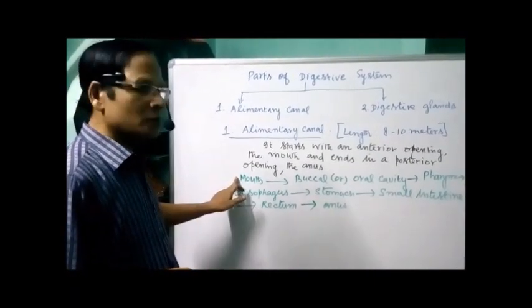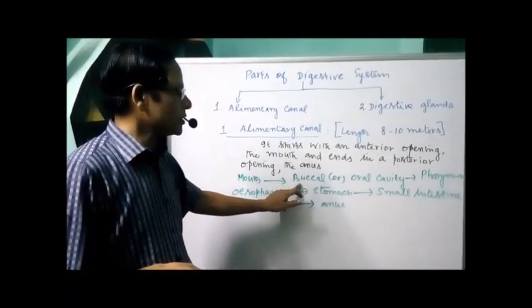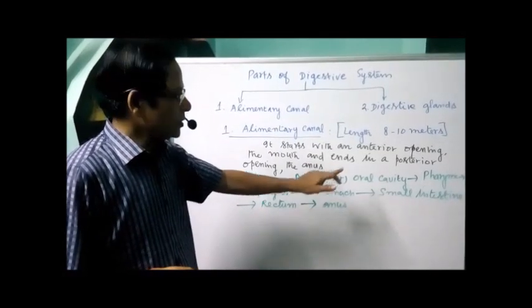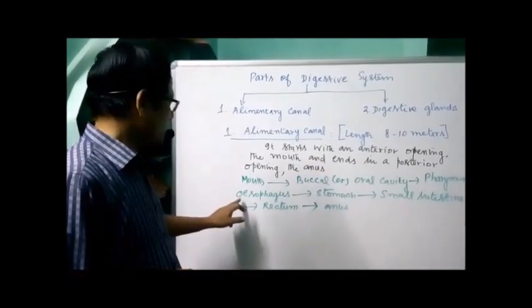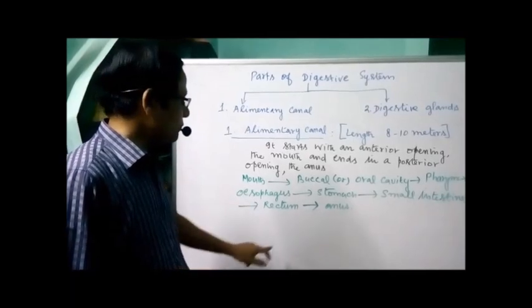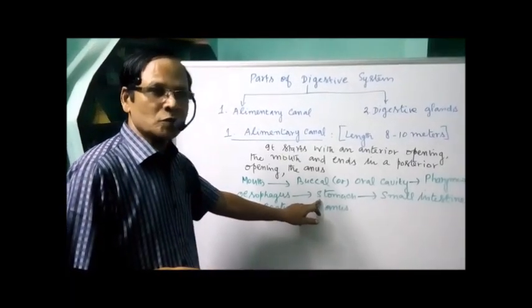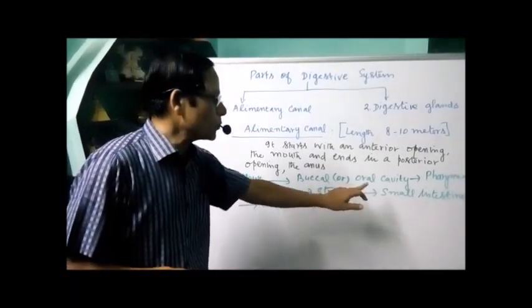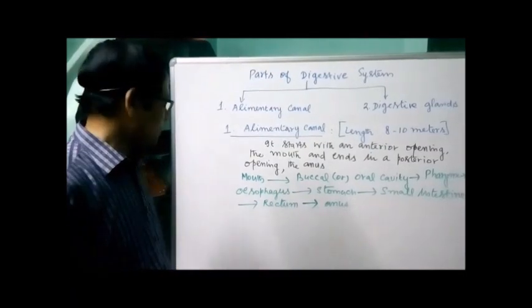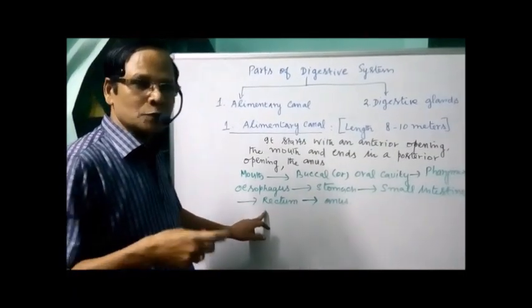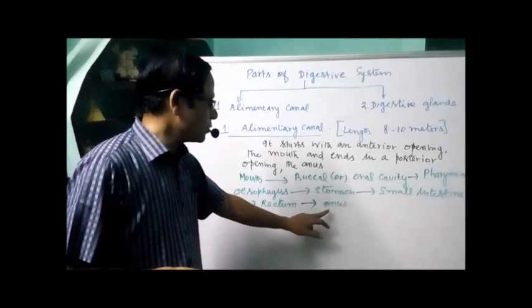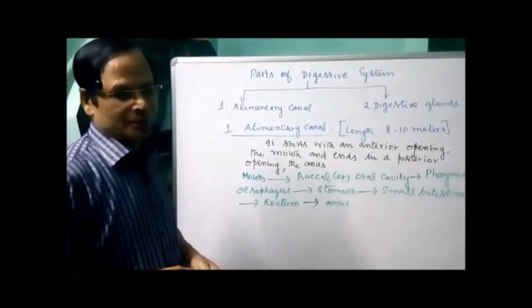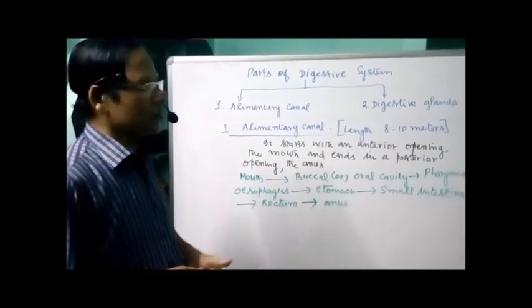Now, the mouth leads to the buccal cavity or oral cavity, which leads into the pharynx, then the esophagus, the food tube, then the stomach, the storage organ for food, then the small intestine, the place of digestion, then the rectum, the place of storage of waste, and finally it opens out through the anus. Okay, these are all the different components.